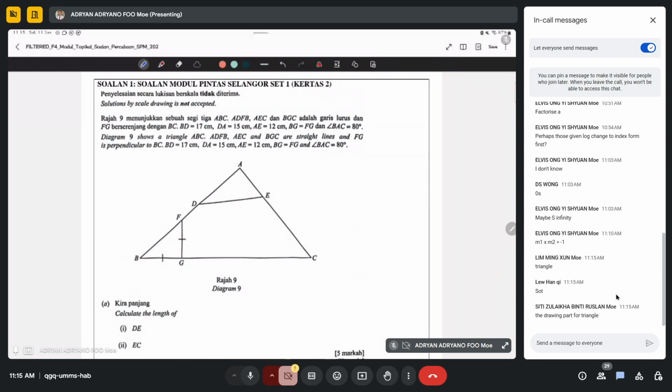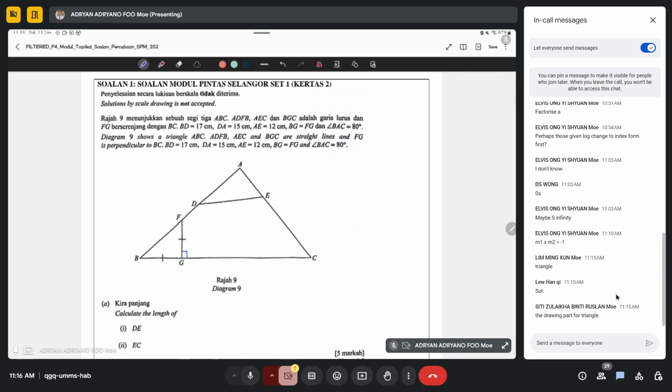Okay, let's look at this question. Diagram 9 shows a triangle. By now you should know how to do this, and you should develop the habit: when I see the question, my first step is to draw all the information into the diagram. ABC. ADFB, AEC and BG are straight lines, and FG is perpendicular to BC. So FG is perpendicular to BC.